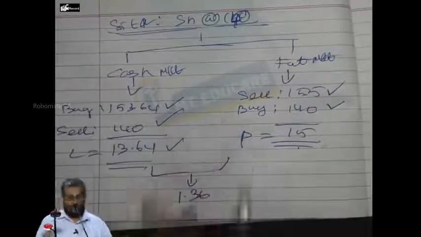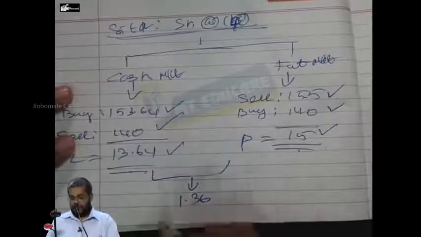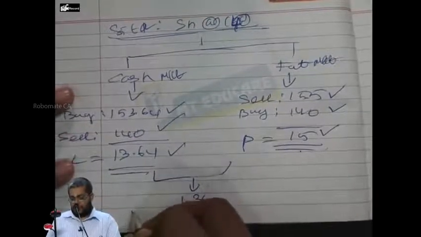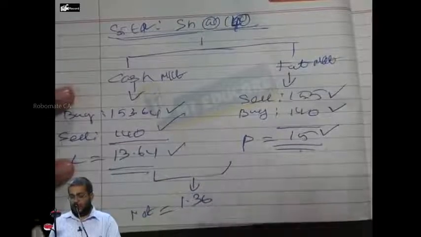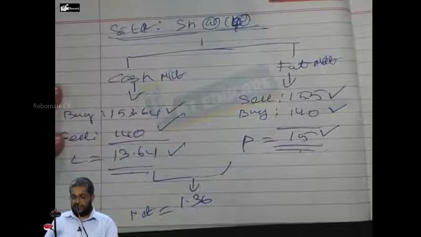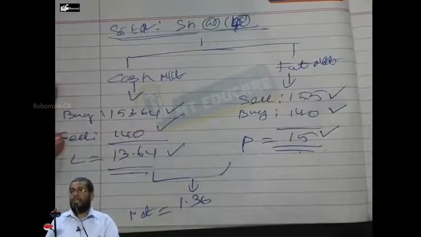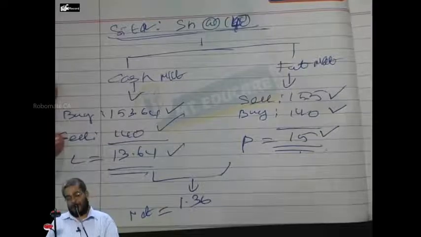You are listening? Now, the profit in futures is 15. Write down. Net profit is how much? 1.36. Net profit 1.36. Situation B. That is point number 5 or 6? 5. Situation B.